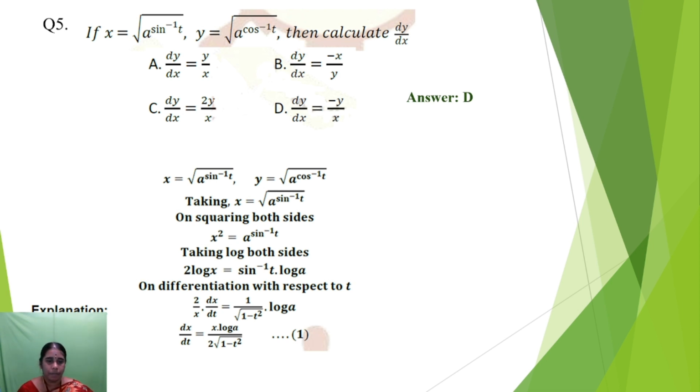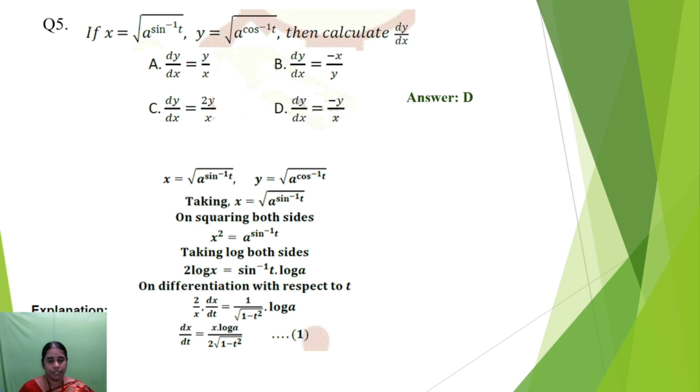For demolishing root, what we have to do? We have to square. So on squaring both the sides of x, they are asking dy by dx. We get x is equal to a into sine inverse of t. On squaring both the sides, we get x square is equal to a into sine inverse of t. Then taking log. On taking log, we get 2 into log x. Applying log on x square, the power comes in front. We use that concept. 2 into log x is equal to sin inverse of t into log a.